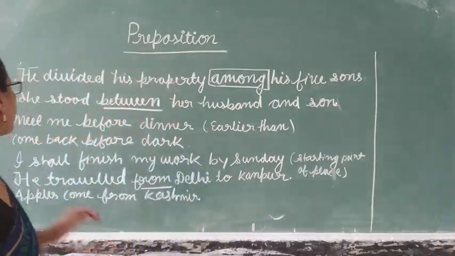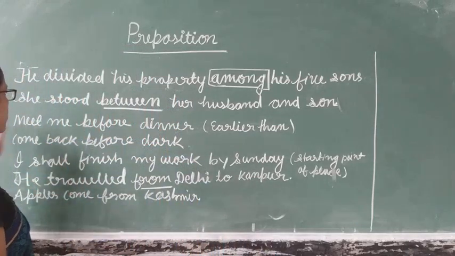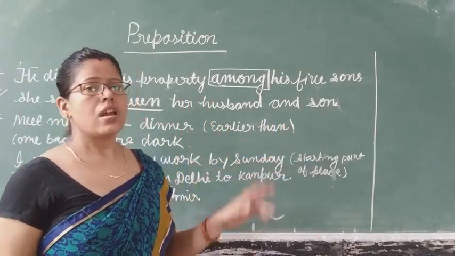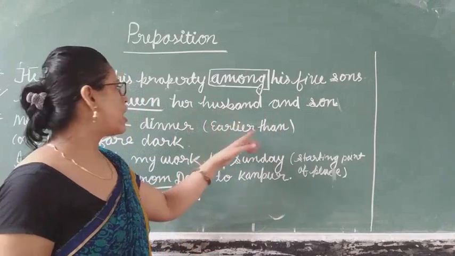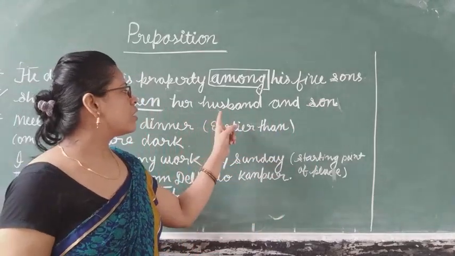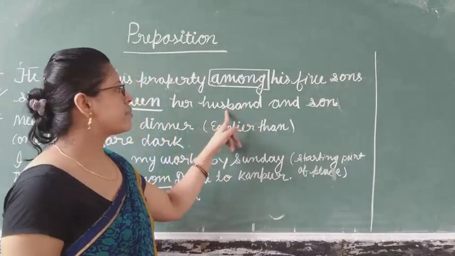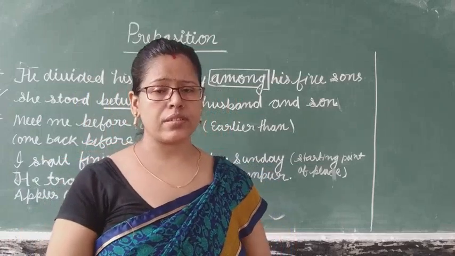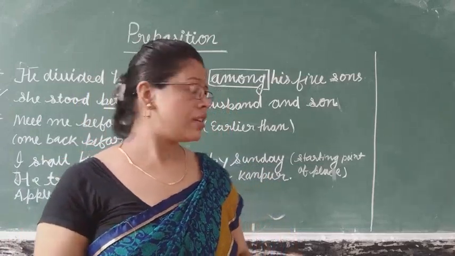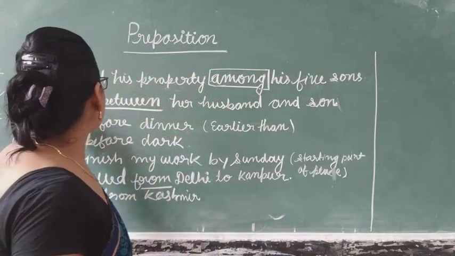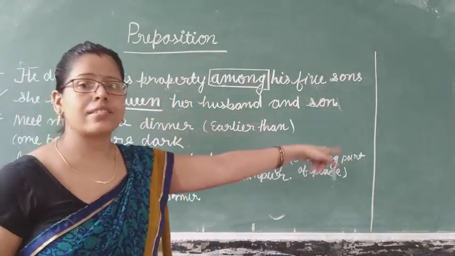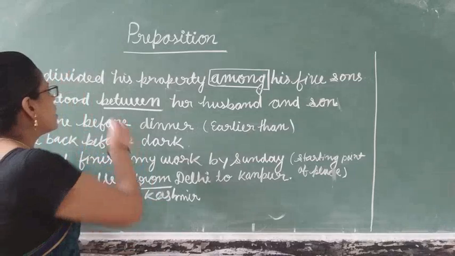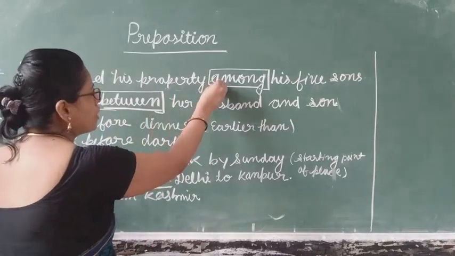Now come to another example. She stood between her husband and son. How many persons are there apart from her? Two persons, the husband and the son. If we talk about only 2 persons, then we can use between. Here again we are talking about 2 persons, and that is why we shall use the preposition between, not among.